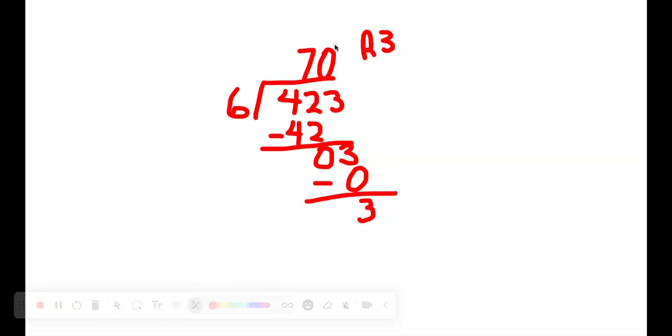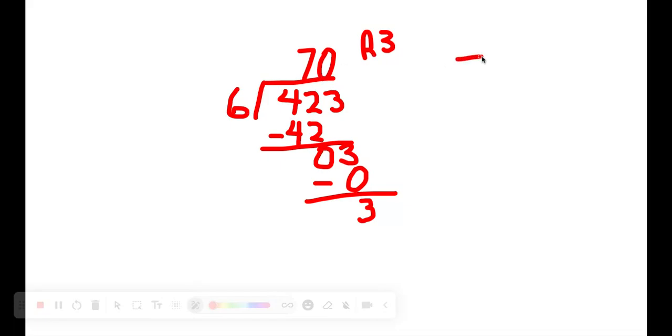Now I can check my answer, because the opposite of division is multiplication. So I will multiply my quotient times my divisor, and since there's a remainder, I will add the remainder. If I get the dividend, then I know my problem is correct. So I have 423 divided by 6, and the quotient is 70, remainder 3.